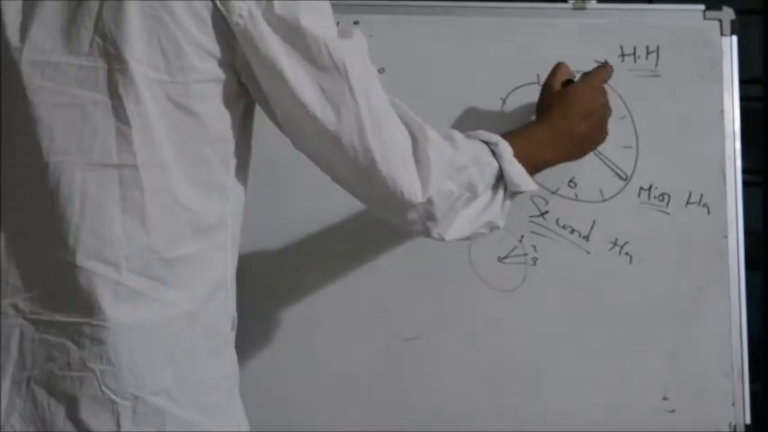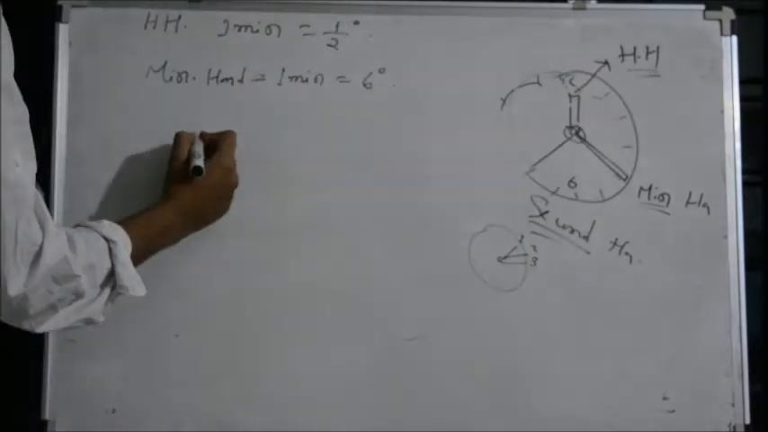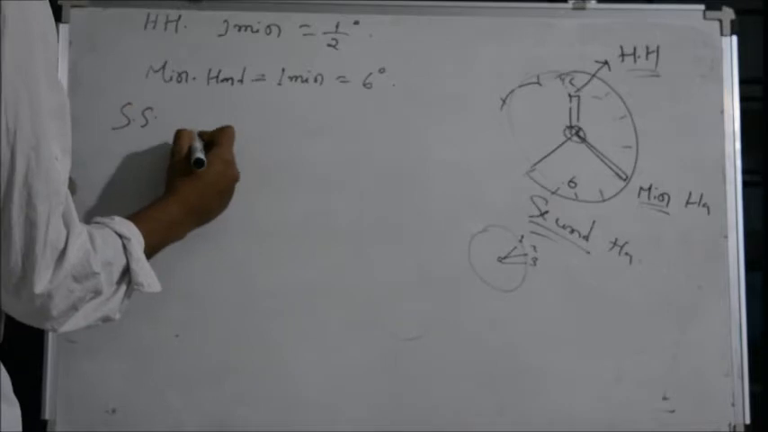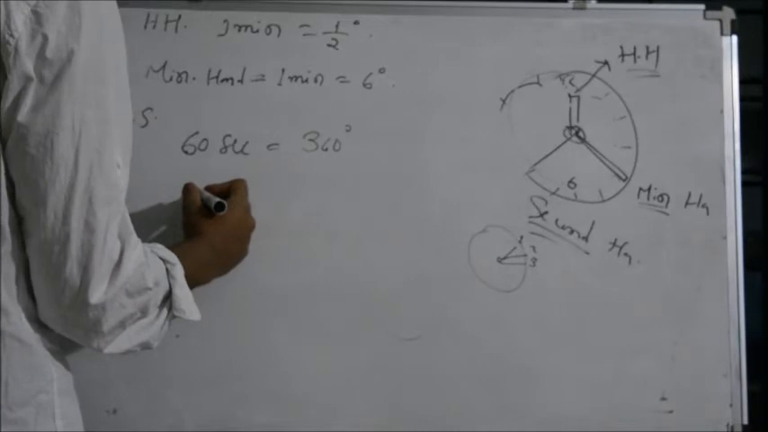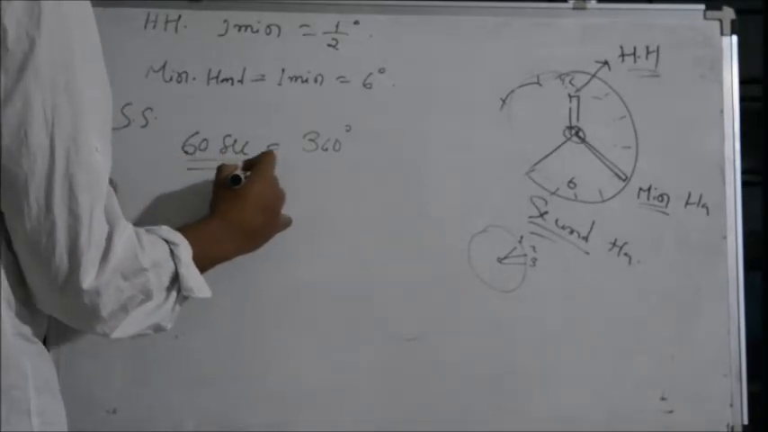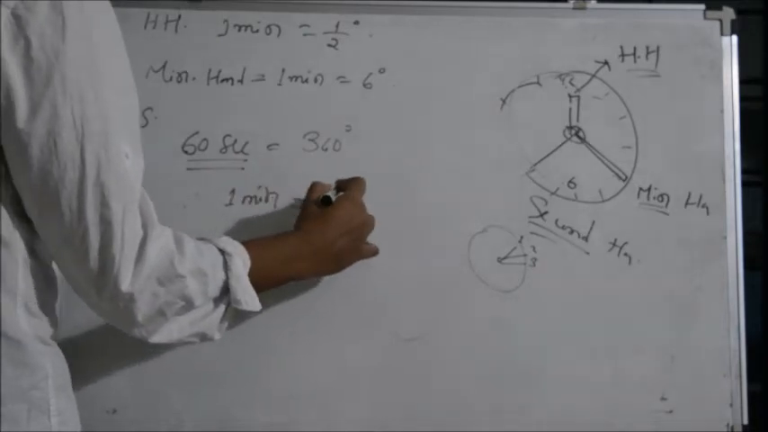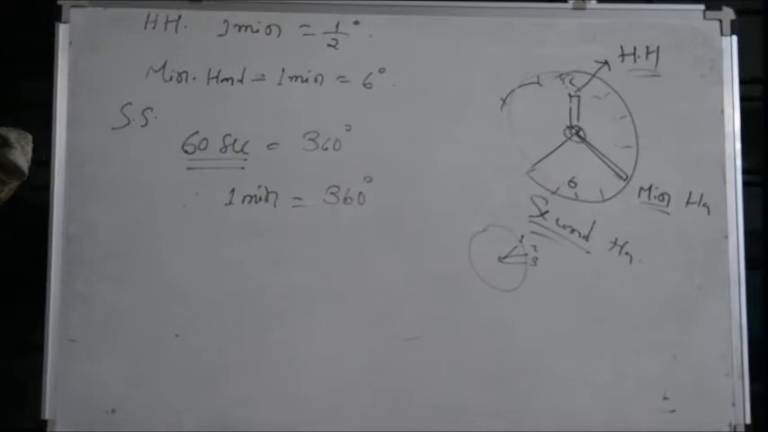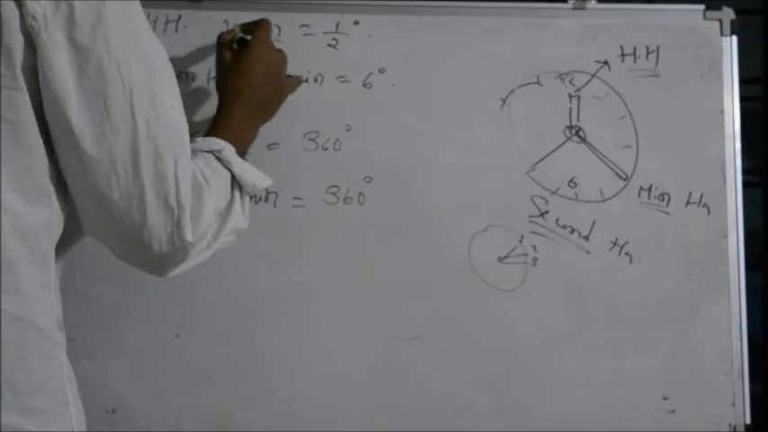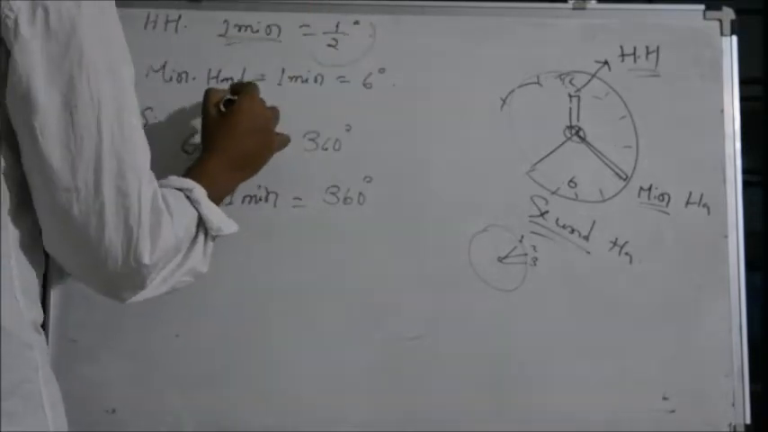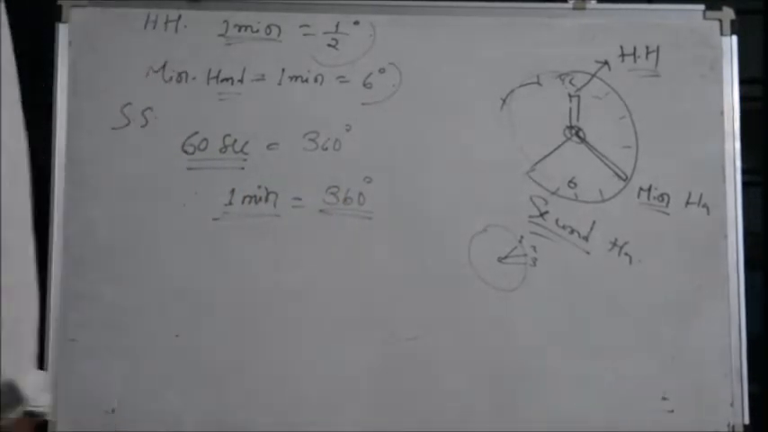The second hand moves 60 in 60 seconds. Now we have for the second hand, in 60 seconds, it moves 360 degrees. Therefore, now convert 60 seconds to minutes, which is 1 minute. Therefore, in 1 minute, it moves 360 degrees. Now, these are the three things we have to remember. First, the hour hand: in 1 minute, the hour hand moves half degree. The minute hand moves 6 degrees, and the second hand moves 360 degrees in 1 minute.